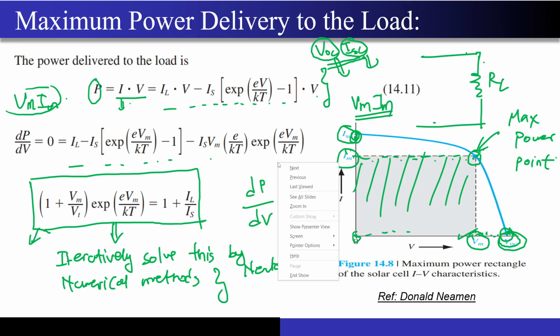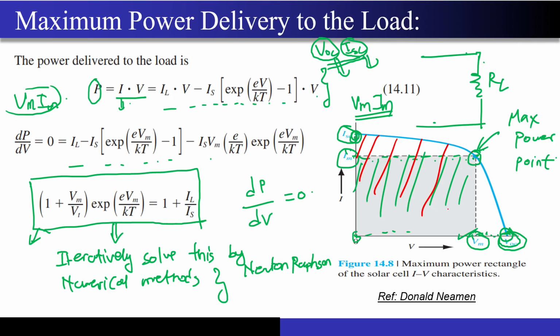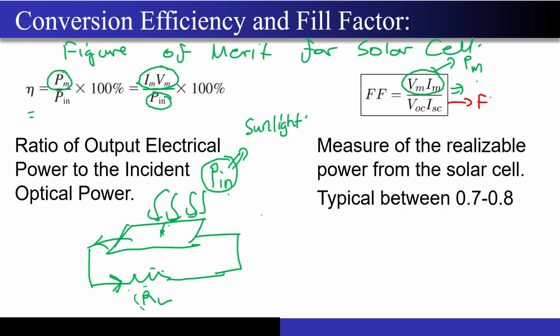Let me just change the color of my pen, maybe red will be better over here, right? So now what is this VOC into ISC? This VOC into ISC will be nothing but something like this whole area, right? So now what is this fill factor? The fill factor is nothing but the area of this rectangle, this VM into IM, and the area of the whole stuff, VOC into ISC, and if I take the ratio of those two areas, that is nothing but your fill factor, right?